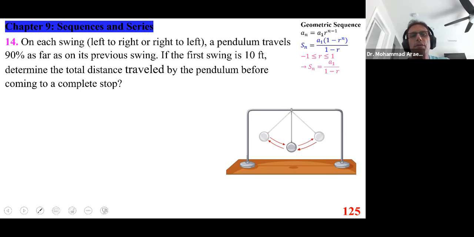We are looking at a geometric sequence with the first one, or a sub 1, being 10 feet. That's what we start with. And then the next one is 90% of that. In other words, if I were to write the first few, the first one is 10. The second one is 0.9 times 10, or 9. The next one is 0.9 times 9, or 8.1. That's the idea. So we are looking at a geometric sequence with the first term being 10, with r being 0.9.